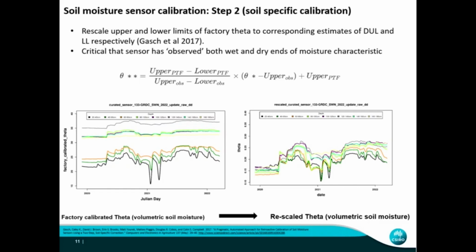So basically, it's to rescale the upper and lower limits of the factory theta to corresponding estimates of the drained upper limit and lower limit. So there's only one equation in this talk, and that's it there. It's a rescaling.